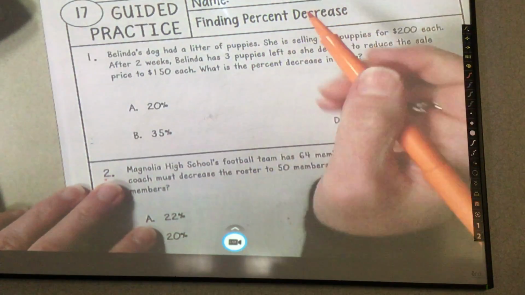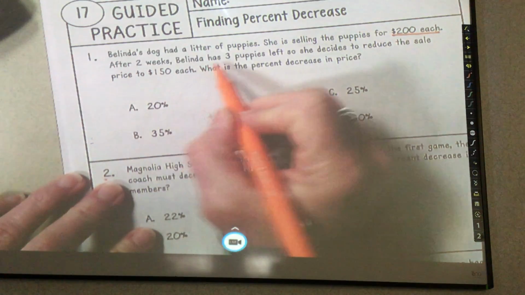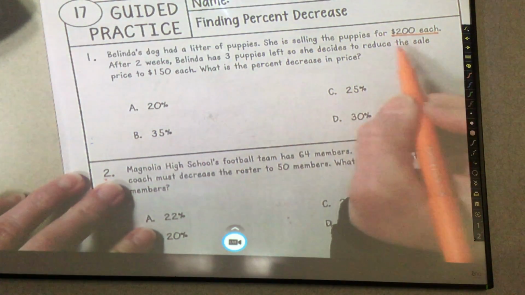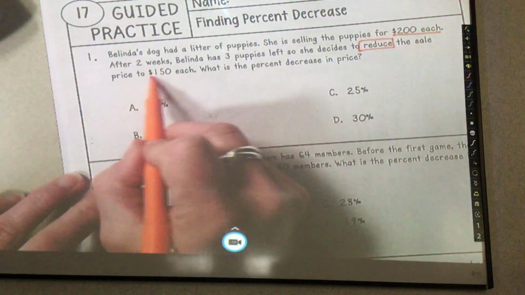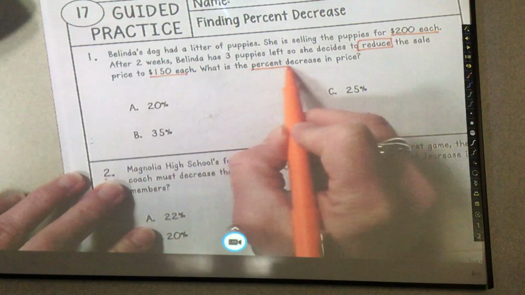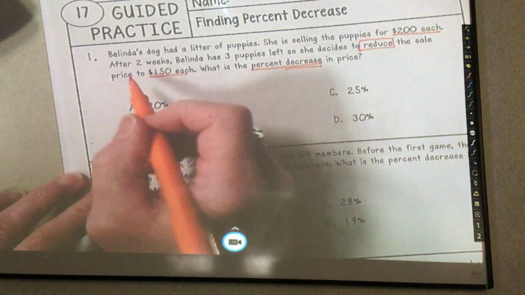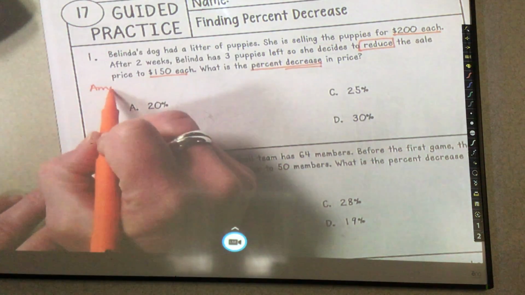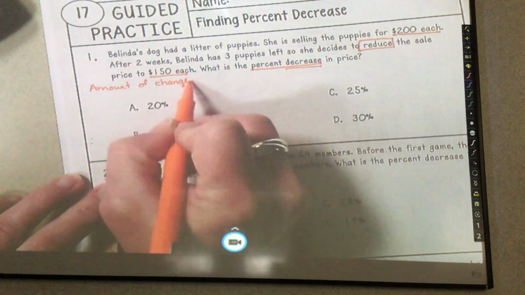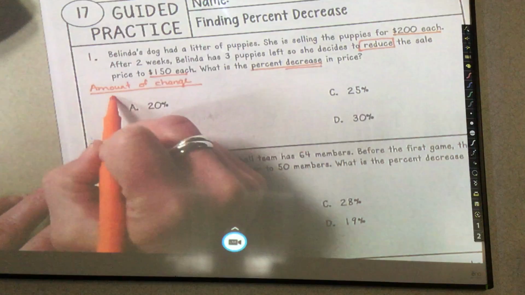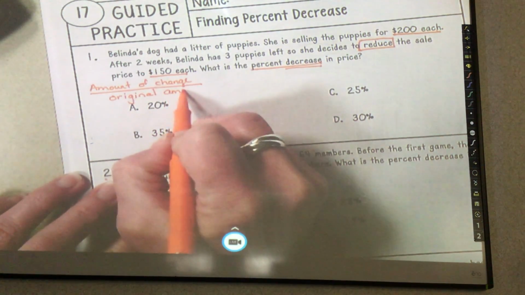Belinda's dog had a litter of puppies. She is selling puppies for $200 each. After 2 weeks, Belinda has 3 puppies left, so she decided to reduce the sale price to $150 each. What is the percent decrease? So we're still going to write amount of change over original amount, we're going to write this one time.